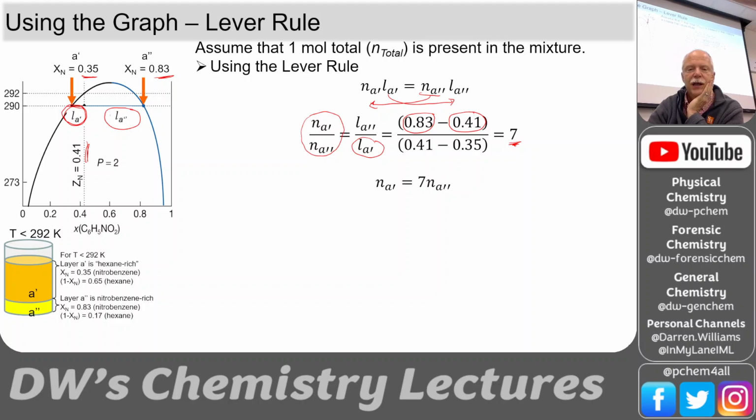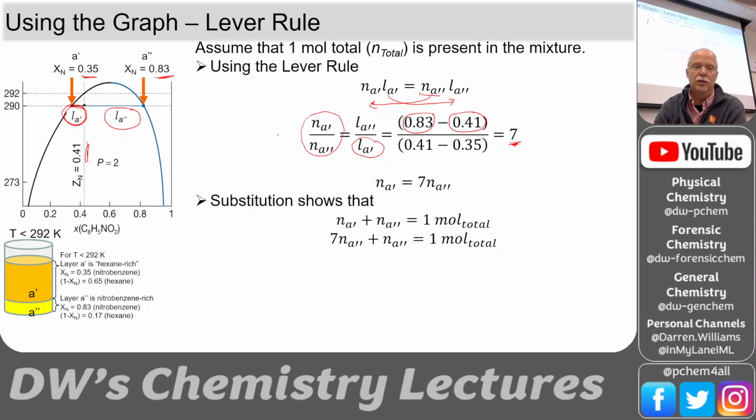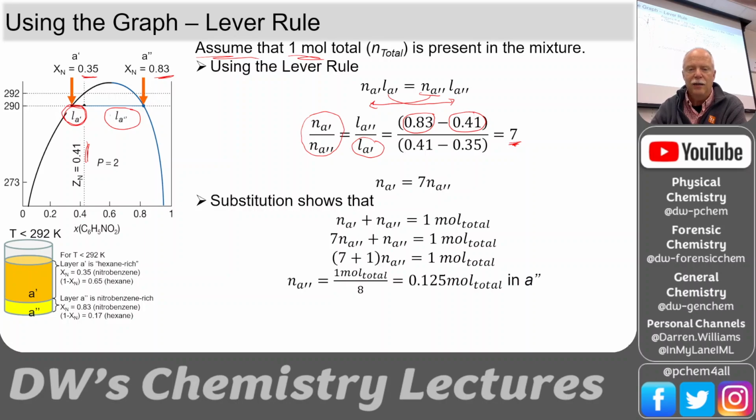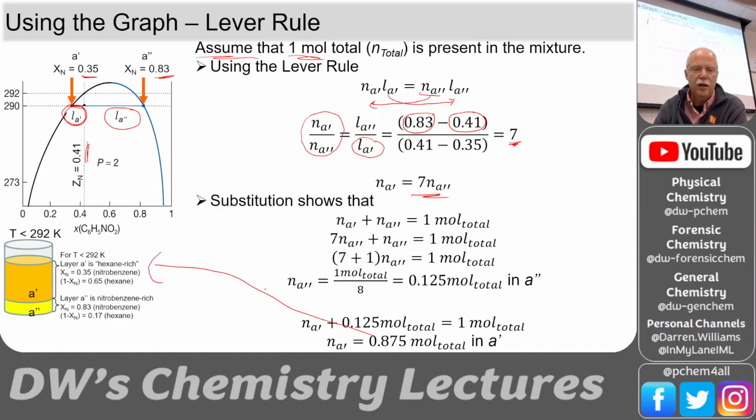And so then we can say that N A prime is 7 times N A double prime. And we know that if we add those two pieces together, they equal 1. So the total moles in each layer add up to 1 mole total. And that was given in the problem, so we're assuming that we have 1 mole total here. So I end up with N A double prime being 1/8, or 0.125 moles total in A double prime. And then I know that N A prime is 7 times that, or 0.875. So this is the number of moles in this top layer, and this is the number of moles in this bottom layer, a tiny little bit.